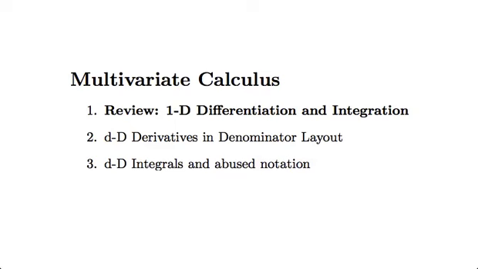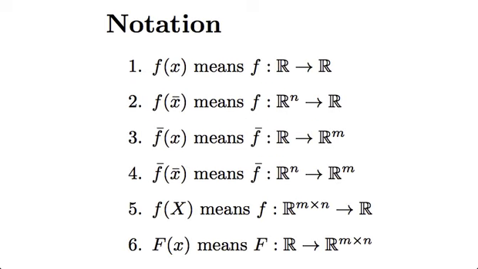Hi, welcome to the second part of the tutorial on multivariate calculus. In the first part, we just reviewed one-dimensional differentiation and integration, and in this video, we're going to talk about higher dimensional derivatives in what's called the denominator layout, which is just a format or notation that people in machine learning at least use. Now, in machine learning, we often see it always being represented as f of x, but it can mean different things in different situations.